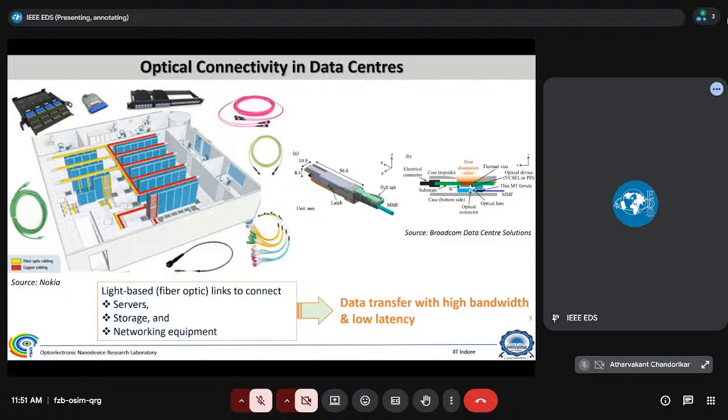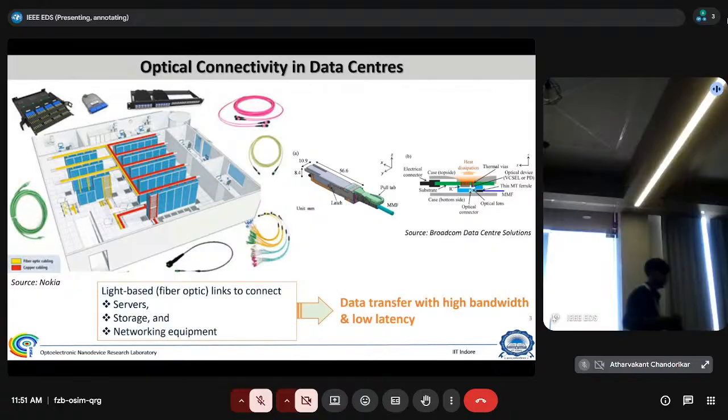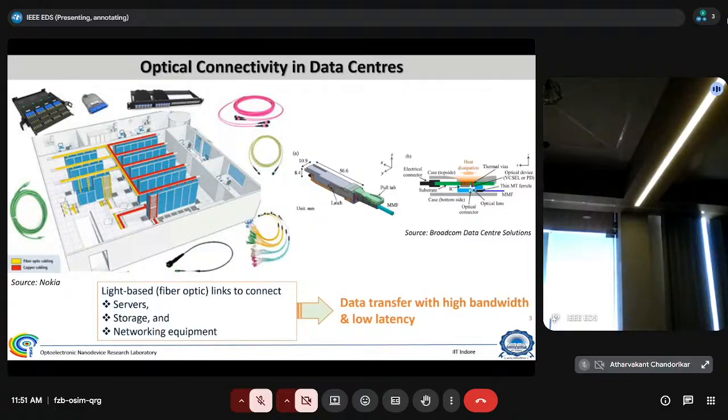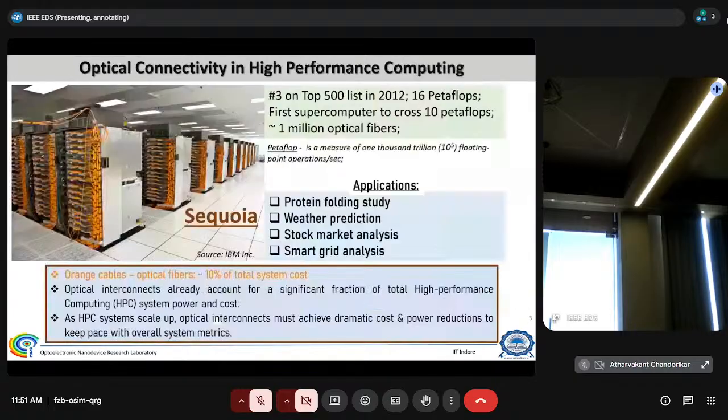using optical fibers. So you have optical connectivity in the form of these kinds of packages, and you are basically linking servers, storage, or other networking equipment through light. So you have data transfer with very high bandwidth and with low latency. That's the beauty here. So that's not the end.